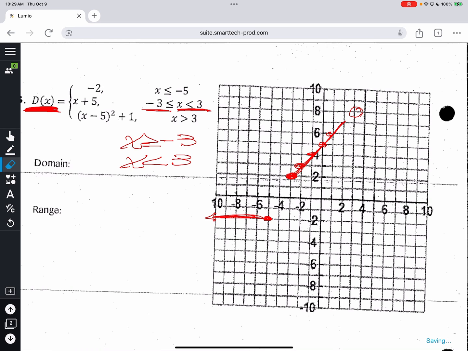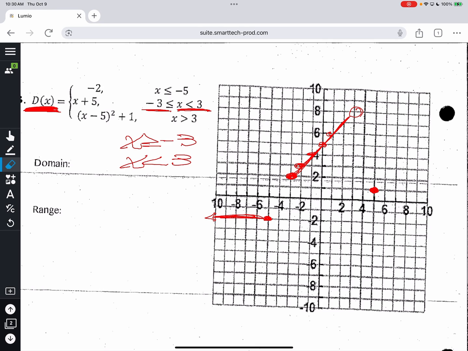Okay. Now, the next one is, what is the vertex? 5, 1. So positive 5, positive 1. What kind of graph is this going to be? Parabola. It's not a linear, it's a parabola. Excellent. And what is the A value? 1. So we can use the 1-3-5 method, right?